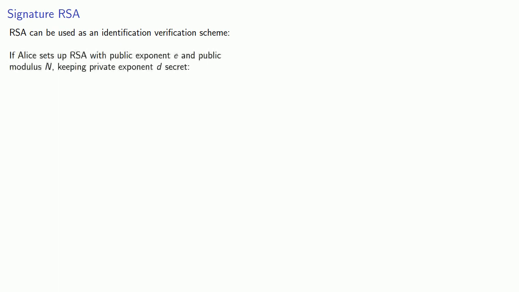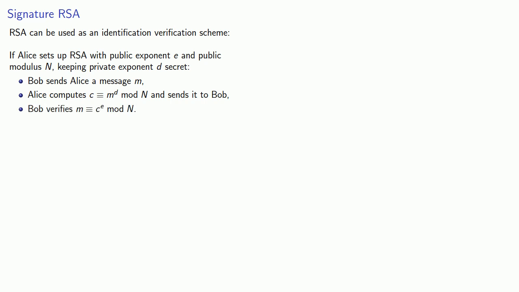If Alice sets up RSA with public exponent E and public modulus N, keeping private exponent D secret, Bob sends Alice a message M, Alice computes C congruent to M to the power D mod N and sends it to Bob, and then Bob verifies M is congruent to C to the power E mod N, and this works to verify Alice's identity. Could we use this to sign documents?